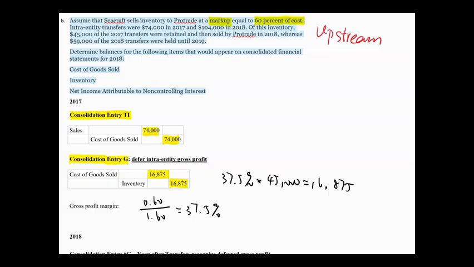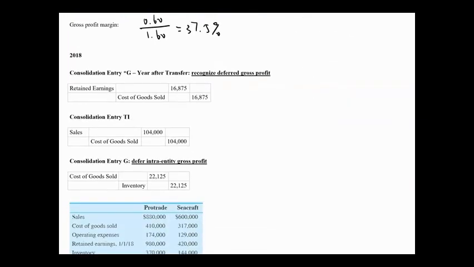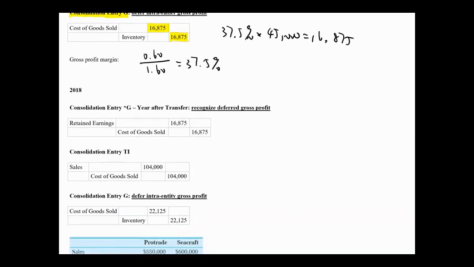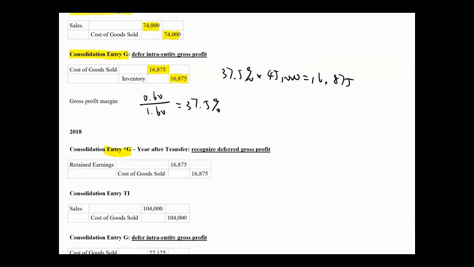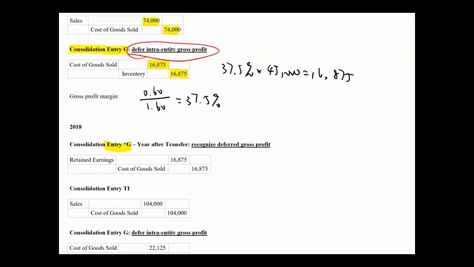Okay, so then let's move on to year 2018, and this is the year that's going to have impact on the consolidated balance of those accounts. The first entry is entry star G, and we use entry star G to recognize those deferred profit in prior period. The entry is we debit retained earnings and credit cost of goods sold. By crediting cost of goods sold, we reduce the cost of goods sold amount, so that we can report higher profit. That's how we recognize those deferred profit.